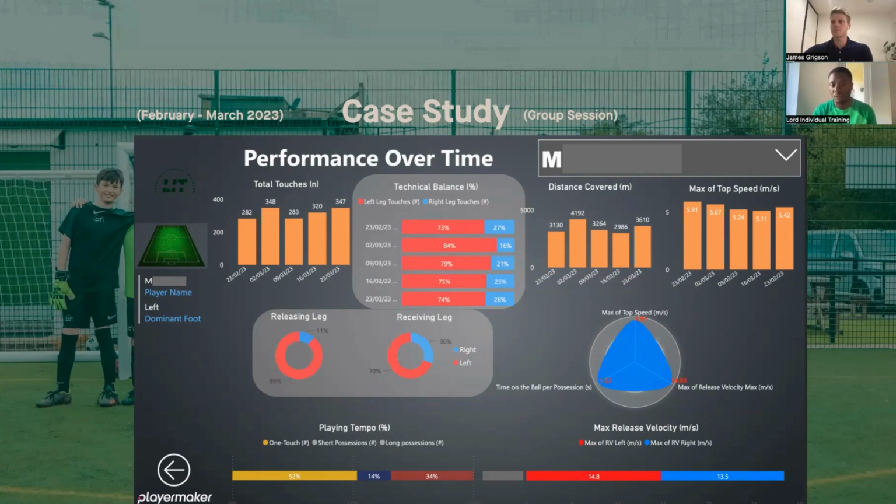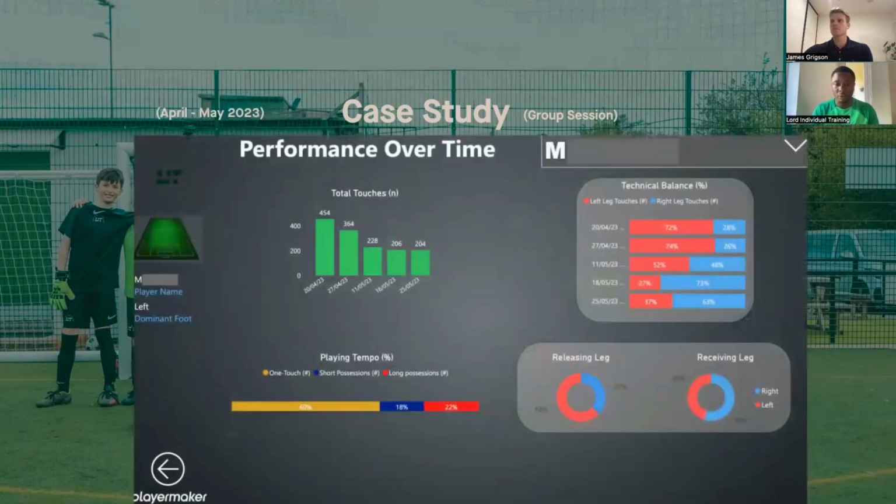So actually having a range of different examples where we can merge it with coach's eye, what we've got from the video, and what we can see from the reports, and how can we break it down, how can we offer the improvement to that individual player. So we go on to the next slide.